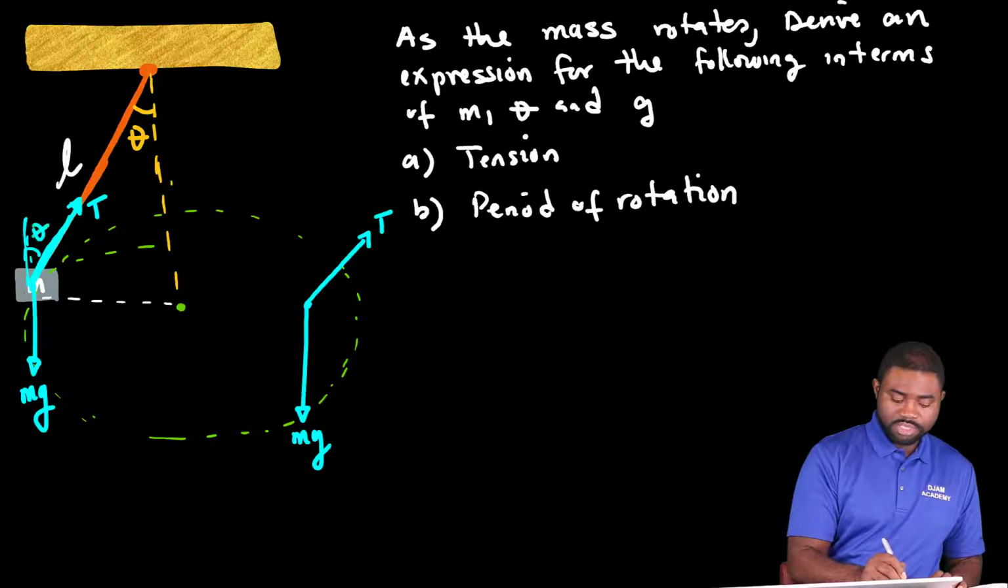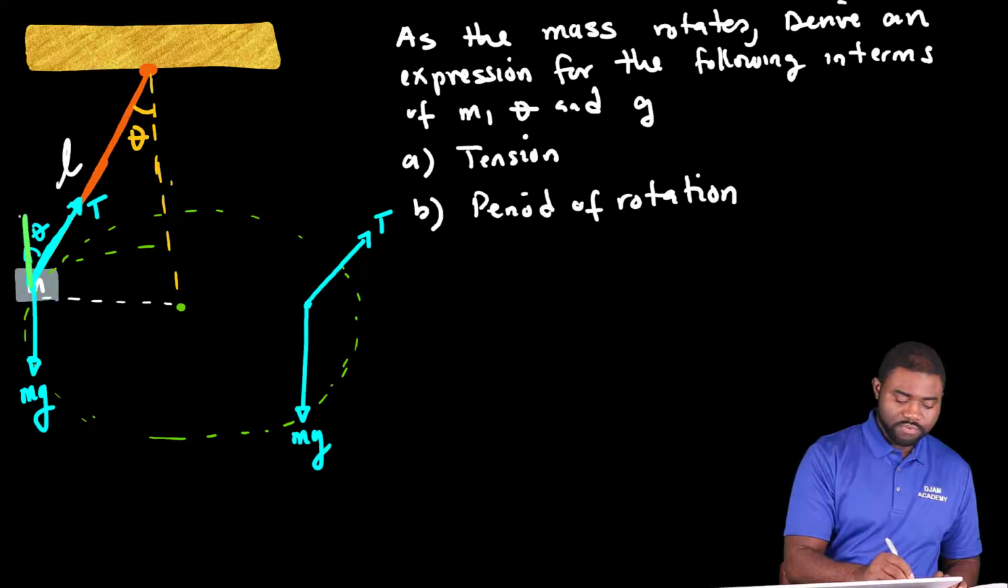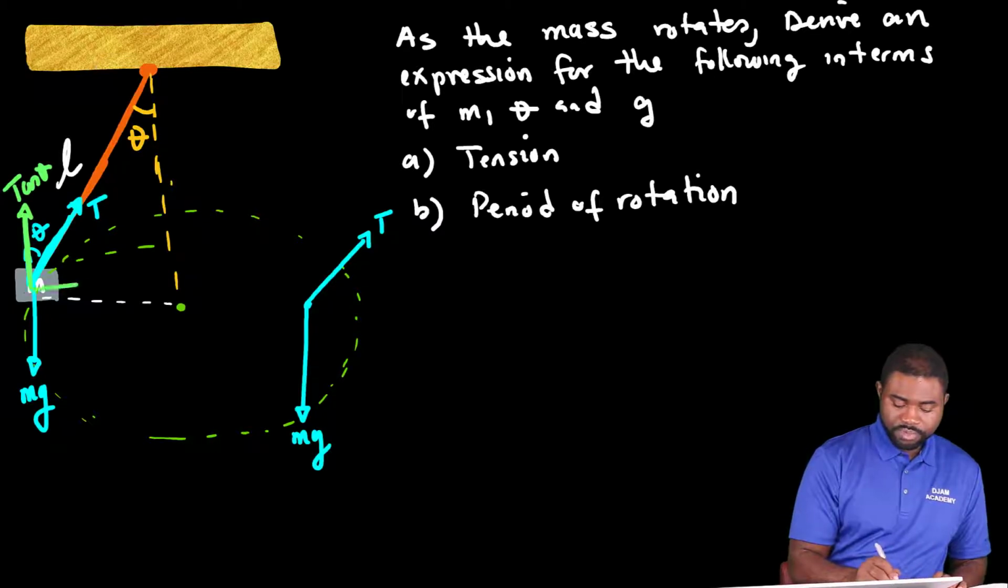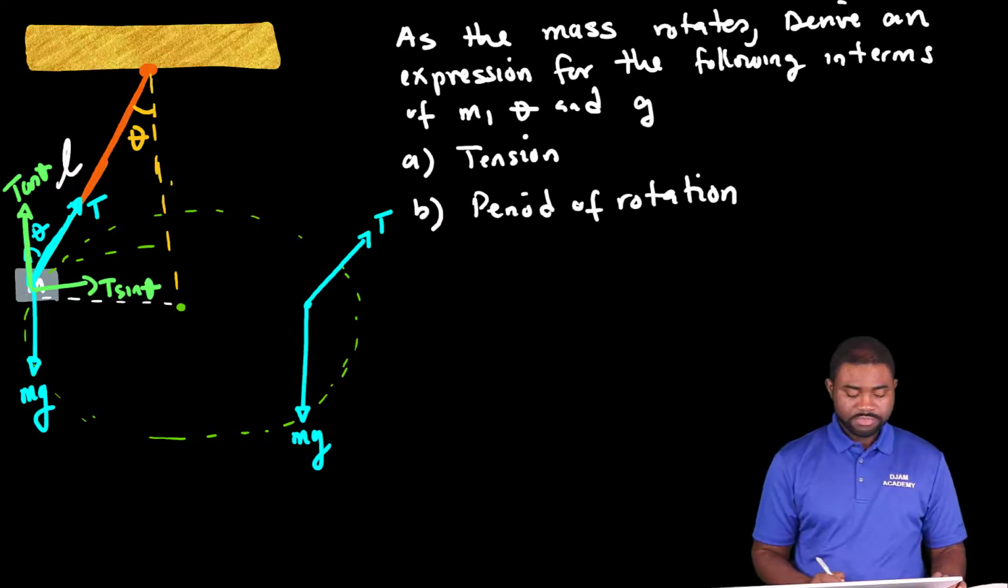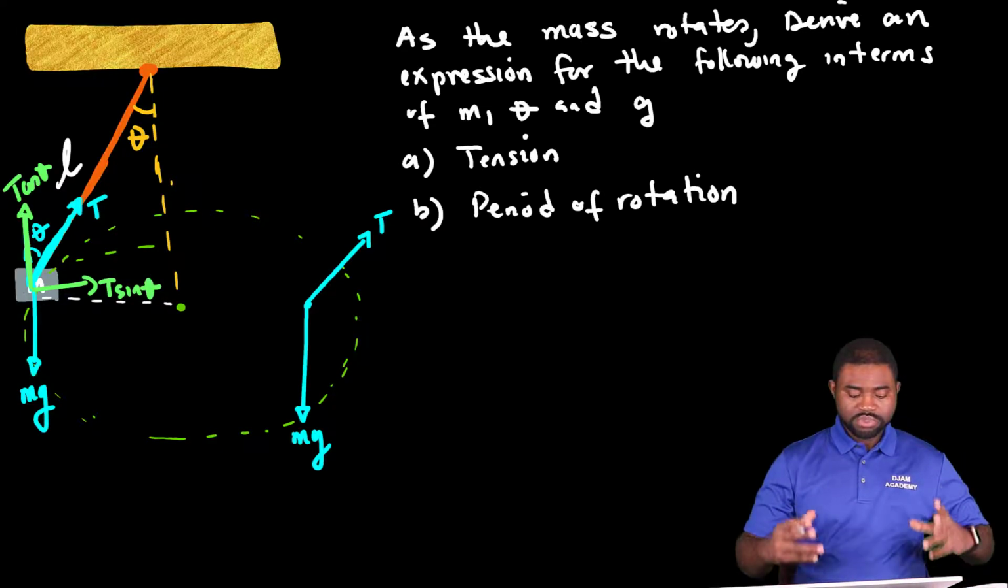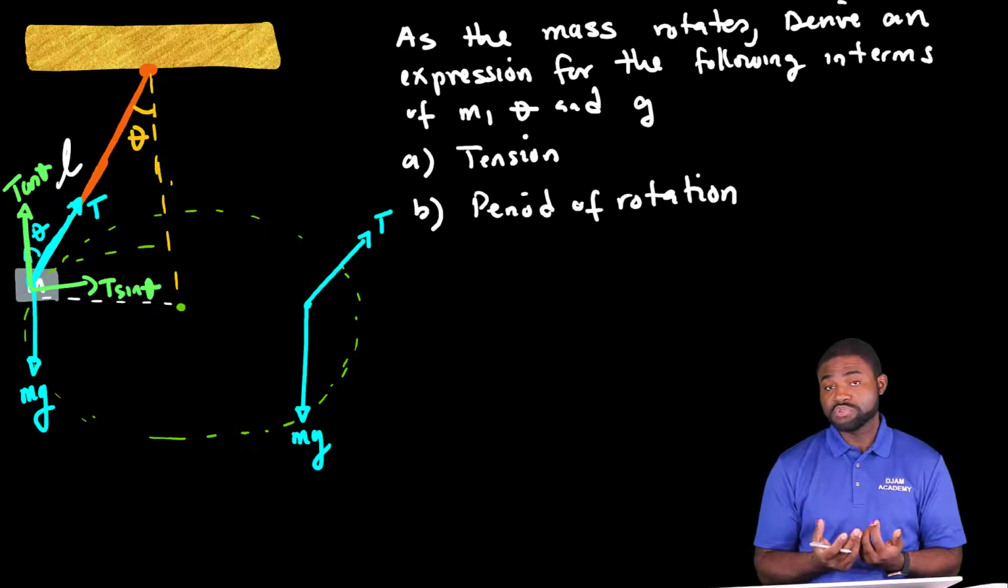this angle is theta. That means that we can resolve the tension in the string into two components. This will be T cosine theta, and this will be T sine theta. So you see that in this particular system, the horizontal component of the tension is the force that provides the centripetal force for the system to move around in a circular path.